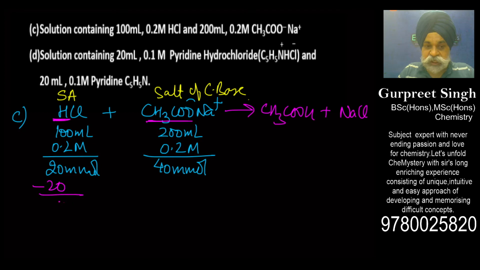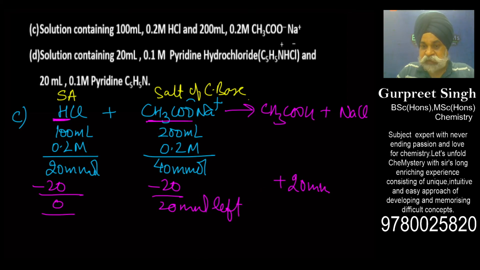So 20 got reacted, this becomes 0, and this is minus 20. So your 20 millimoles are left out, and along with it you would also get 20 millimoles of acetic acid.